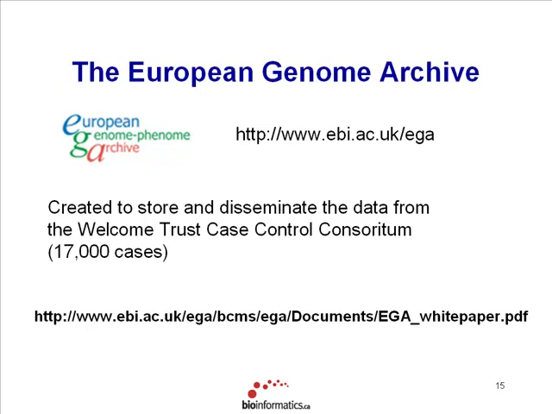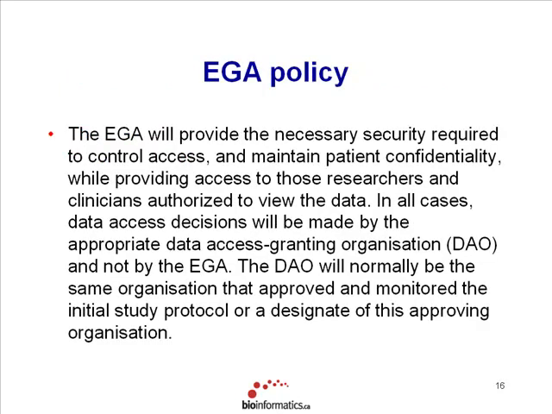So where we actually posted the data is this place called the European Genome Archive, or Genome Phenome Archive. And this is really created to store and disseminate the data from the Wellcome Trust Case Control Consortium in the UK, which has genotype data on about 17,000 patients. And Anna talked a little bit about some of those studies that have come out from this population. They have a white paper as well that I encourage you to read.